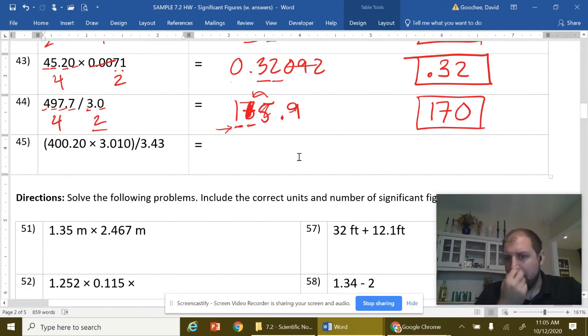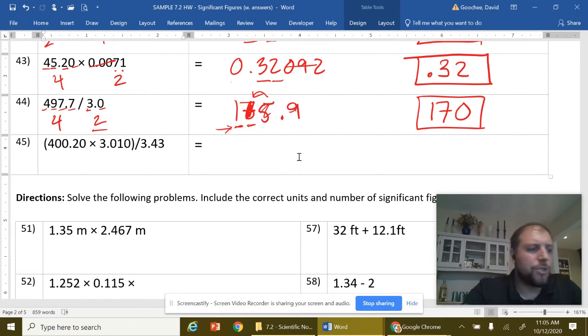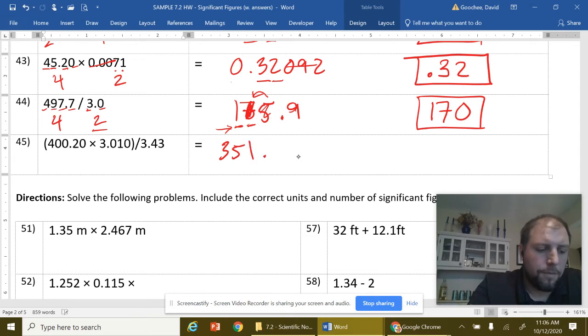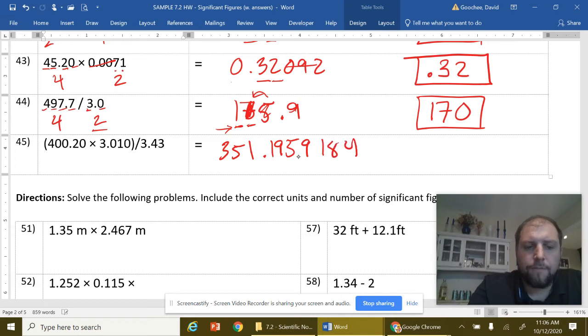Last one. It doesn't matter how big or how complicated the multiplication and division problem is, all right? This one has 3 values. 400.20 times 3.010 divided by 3.43. The calculator spits out 351.1959184. And I presume that's as many digits as my calculator has. I presume it just keeps going, okay?